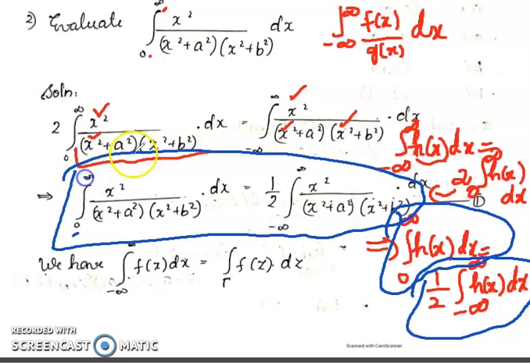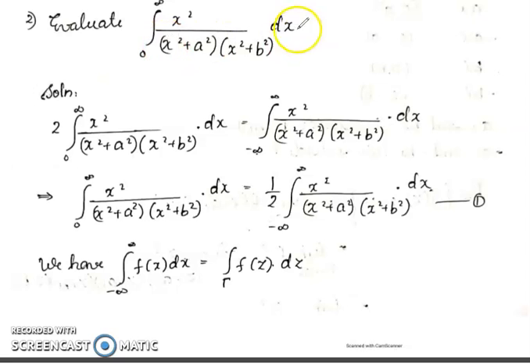Integral 0 to infinity x square by x square plus a square, x square plus b square dx is equal to 1 by 2 into the same function, x square by x square plus a square, x square plus b square dx. Okay, you can write the same function here. The first step is the same thing I have written here, okay? 2 times 0 to infinity is equal to integral minus infinity to infinity of this particular term dx. Or you can write this formula and write this step directly here, okay?